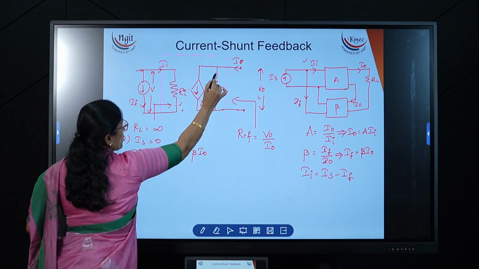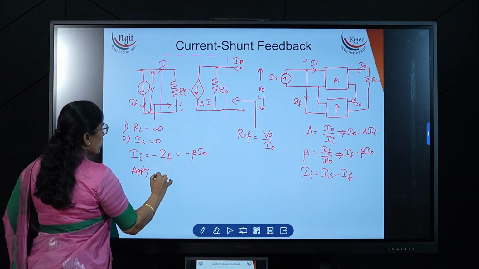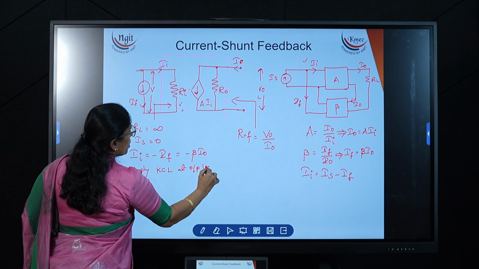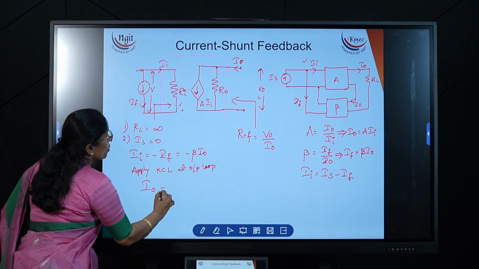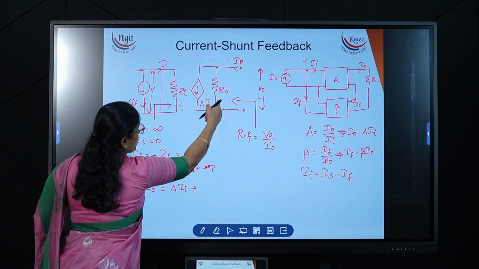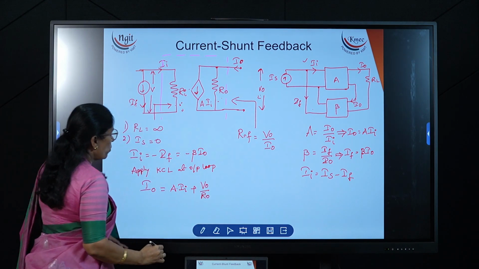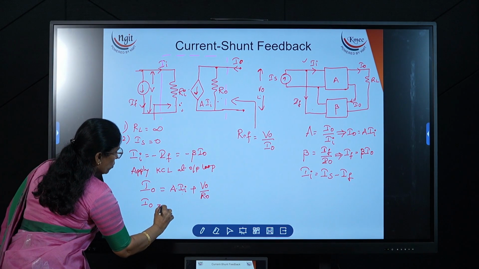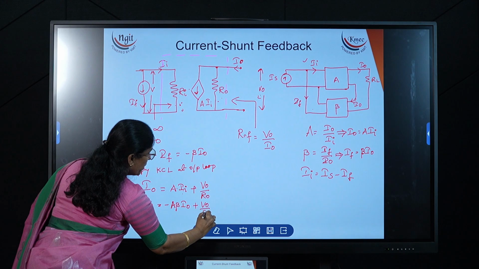Now again on the output side, this is the node. So apply KCL at the output. If it is a loop, we have to apply KVL; if it is a node, apply KCL at the output. Entering currents is equal to leaving currents. So I0 is equal to A into II plus, we know the voltage and we know the resistance, V0 divided by R0. Now II is equal to minus beta I0. So I0 is equal to minus A beta I0 plus V0 divided by R0.